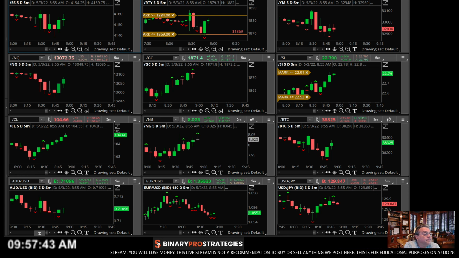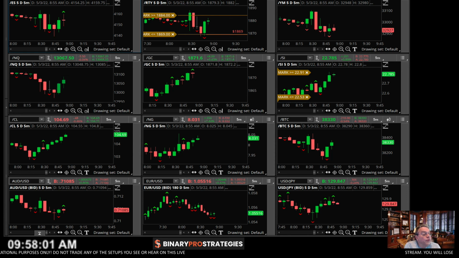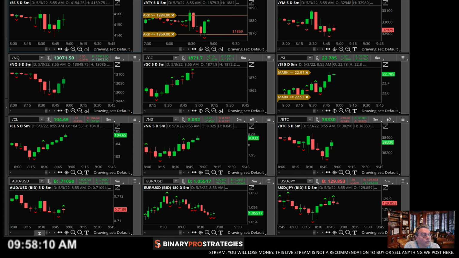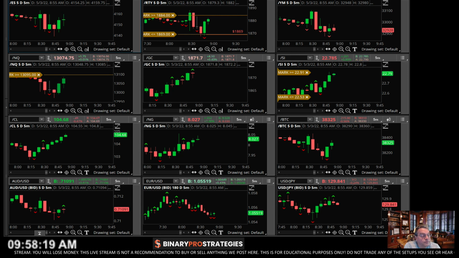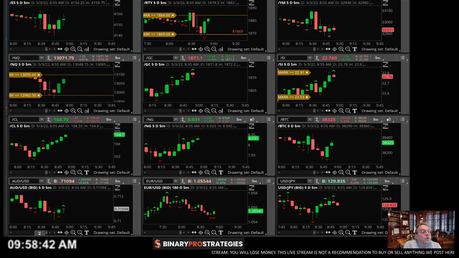NQ went long. NQ, which is going to be, of course, your US tech. Target on US tech is going to bring us up to 13095. If we need to reverse in US tech, it's going to be 12982.5. Once again, long RTY, target RTY is 1884. Long NQ as well, 13095 target. Long silver, 22.91 target.